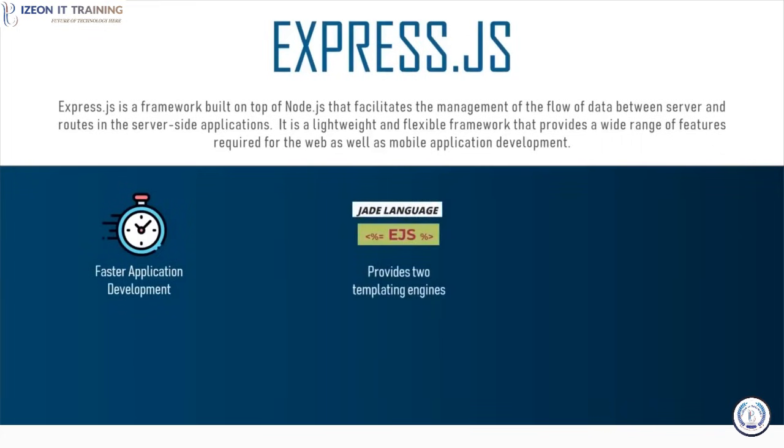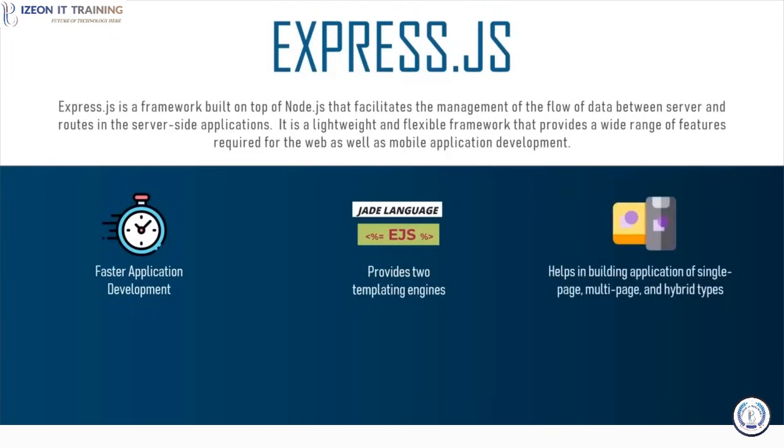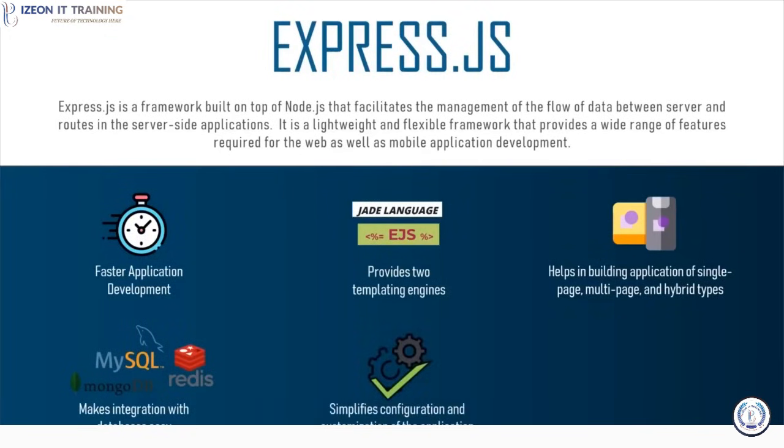Two of them are Jade, which is known as Pug, and EJS, two of the very popular ones, but then there are so many others. It helps building single page applications, building multi-page applications as well. It helps you to connect with any database, MySQL, MongoDB, Redis, etc. The configuration is really simple. We'll see how you create a server in Express. It's really simple. And it also helps you to handle errors, or maybe it gives you a good facility to define error handling processes so that the maintainability of the application is something that would work.